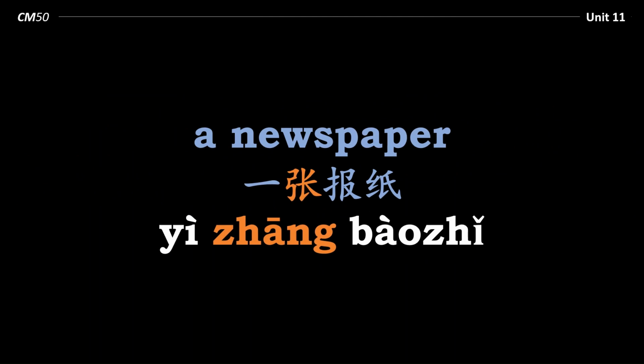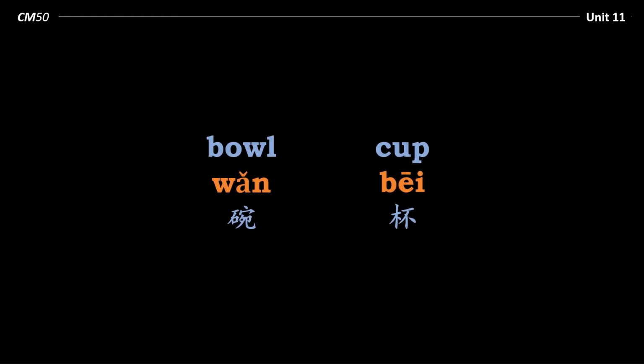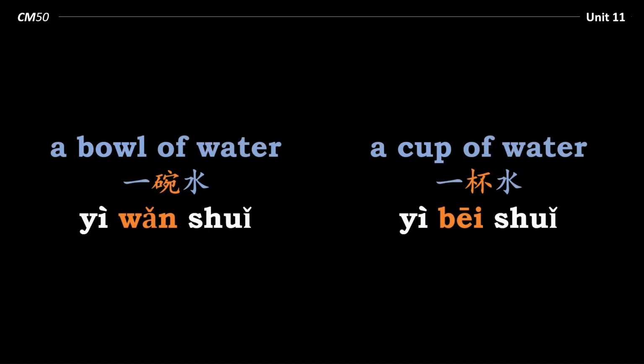Now it should be noted that in some cases, the same noun can have different measure words, which will change the nature of the sentence. So take a look at these two measure words, bowl, 碗, cup, 杯. Now, of course, these are also literal objects in their own right. They are nouns. However, they can also be used as measure words. For example, a bowl of water, 一碗水, or a cup of water, 一杯水. So it's the same noun, water, 水, different measure words. 碗, a bowl, 杯, cup.